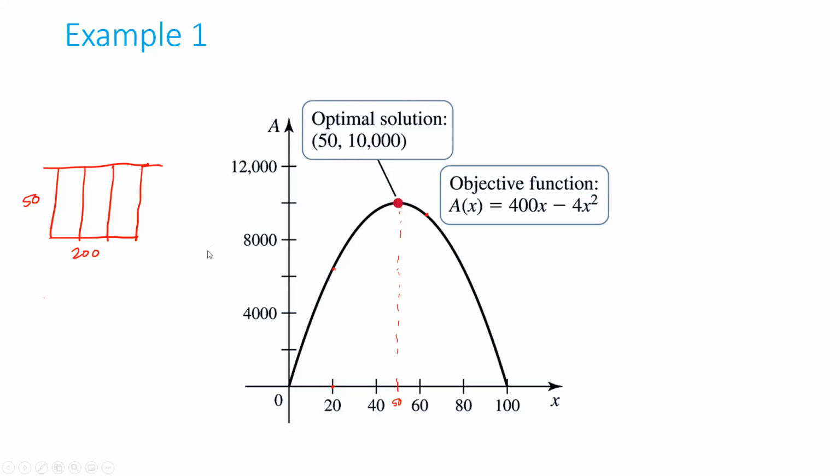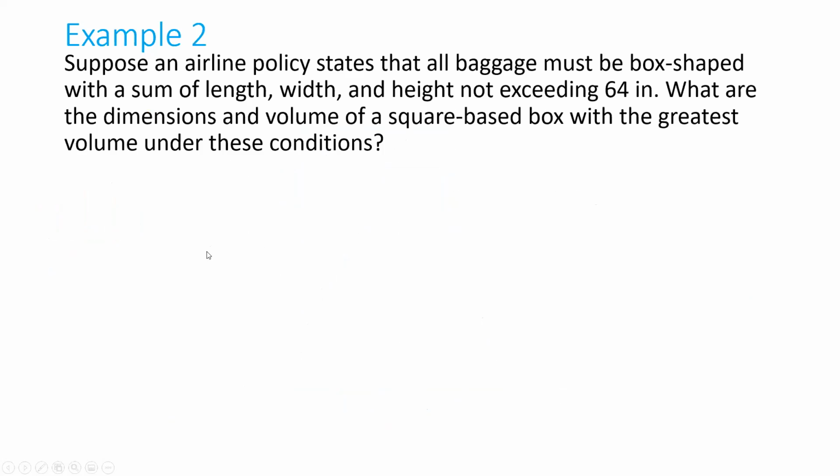Let's try another example. Suppose an airline policy states that all baggage must be box-shaped with a sum of length, width, and height not exceeding 64 inches. What are the dimensions and volume of a square-based box with the greatest volume under these conditions?